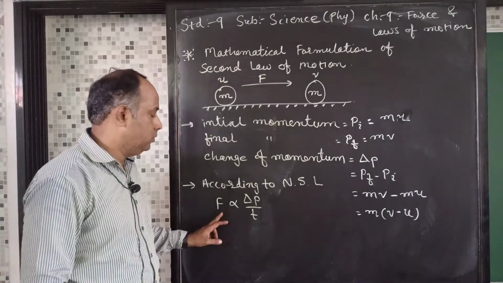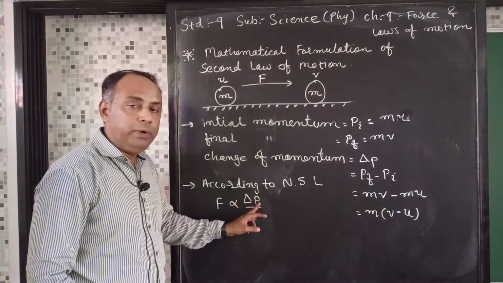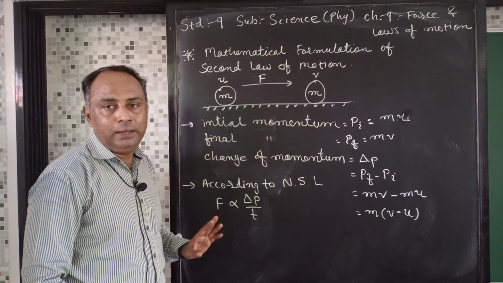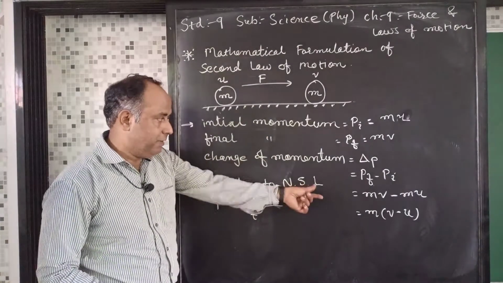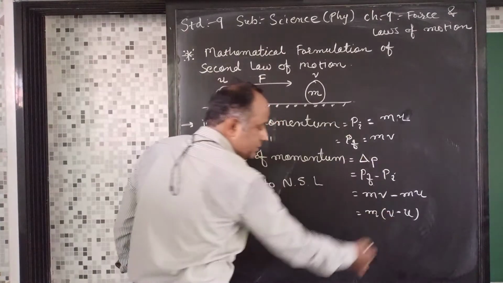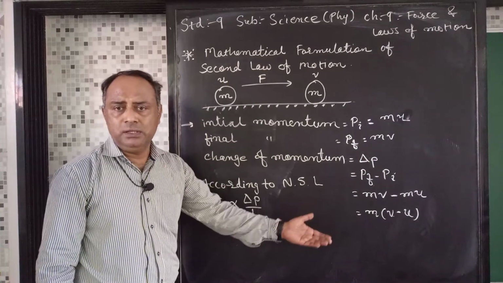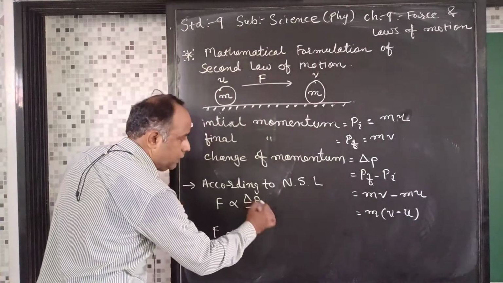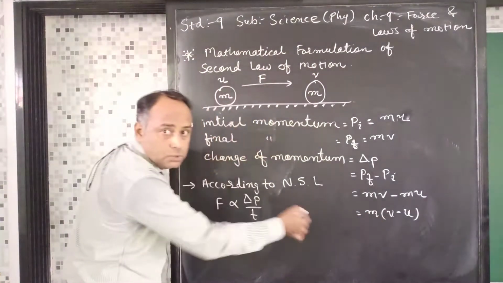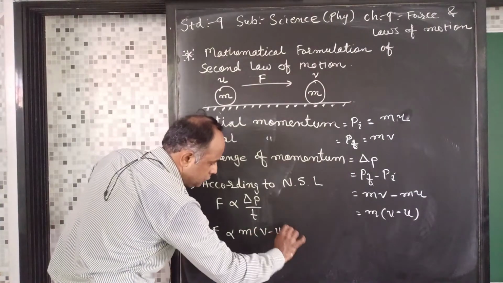Again, external force is directly proportional to change of momentum in a given time interval. So here the delta p value we are receiving like this. Here it is. Just need to replace it, friends, nothing else is required. So F is proportional to delta p, and you can write it from there as m into (v minus u) upon t.